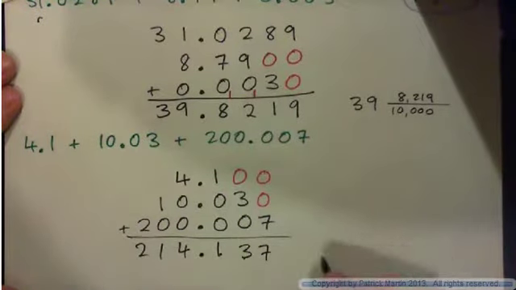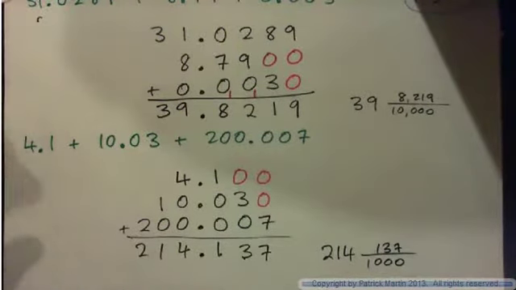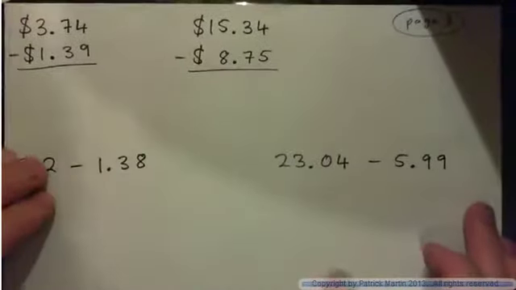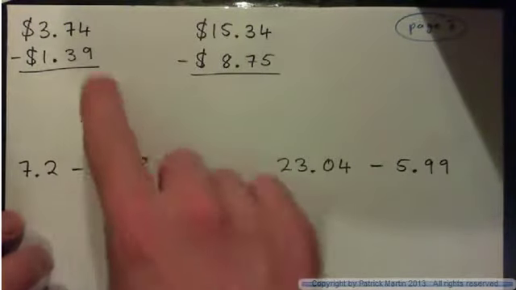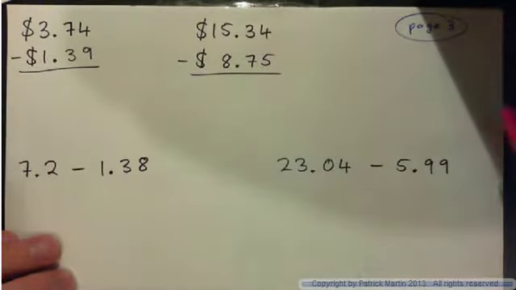Can you write this as a mixed number just for fun? 214, and we have tenths, hundredths, thousandths, so it's over 1,000. 137 thousandths, right? Okay, so let's have a look at page 3. And we'll just do some subtracting. Okay, so we've got $3.74 subtract $1.39.